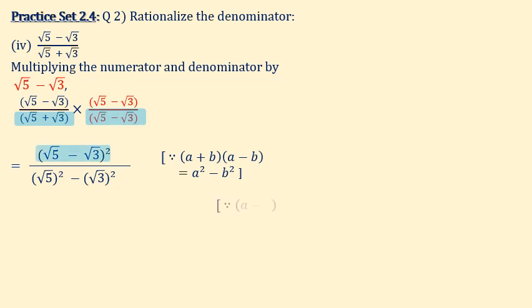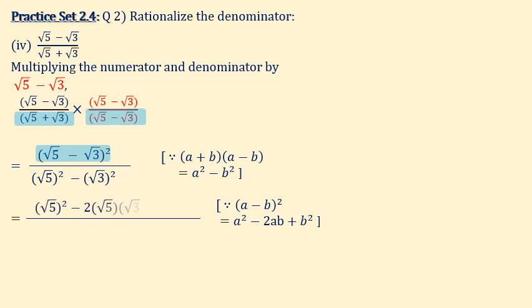Now, to simplify the numerator, we use the identity a minus b whole square, which is equal to a square minus 2ab plus b square. Here a is root 5 and b is root 3. So it can be simplified as root 5 square minus 2 into root 5 into root 3 plus root 3 square. Simplifying the denominator, root 5 square is 5, root 3 square is 3.